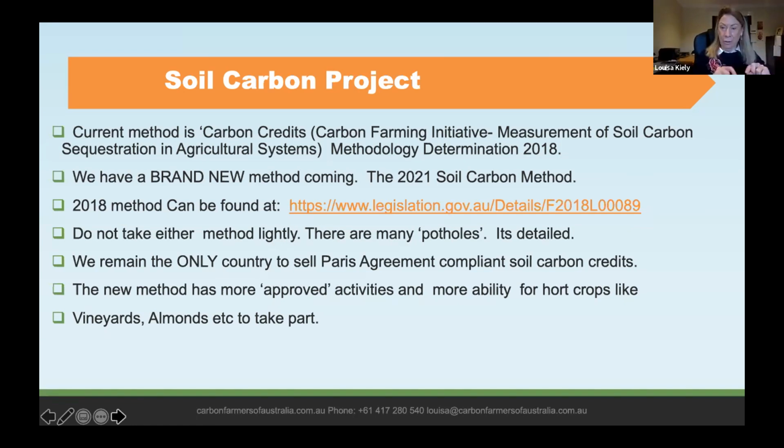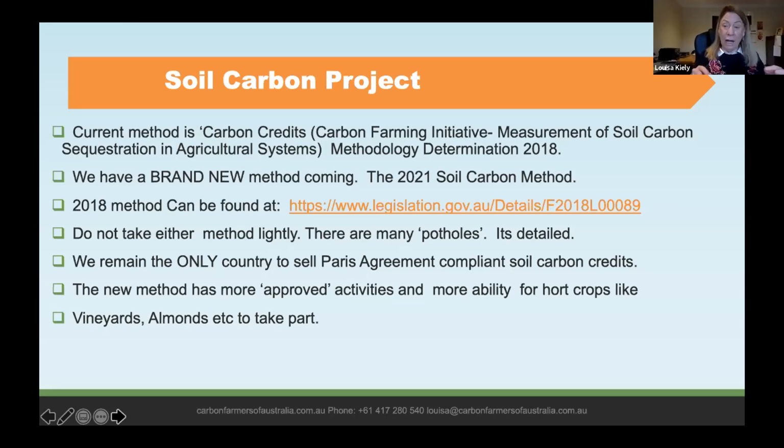We know that you have to pass an audit before you can make a claim. And we know that the methods are specific with the rules and regulations. Therefore, you have to not take the method lightly. But we are the only country in the world to sell Paris Target compliant soil carbon credits. However, there's only been about 200 sold. So that's how long it's taken the mystery of soil carbon increase to become a reality and to make it into a market situation. So we're at the forefront, but it's a baby industry.